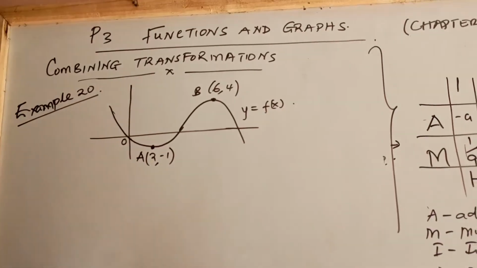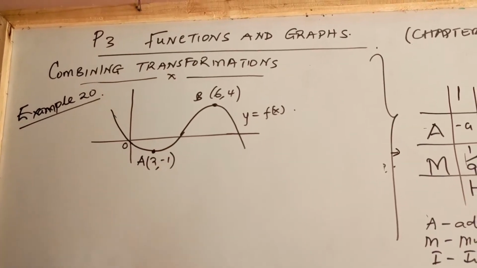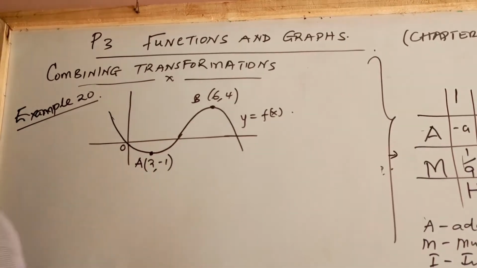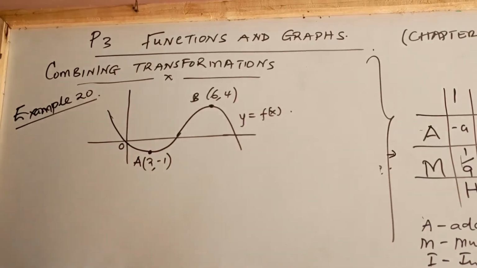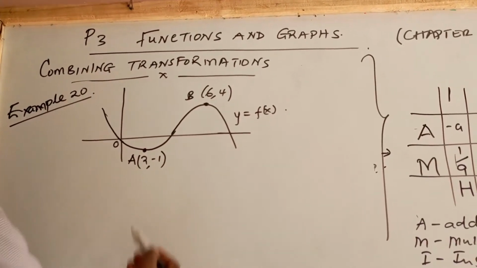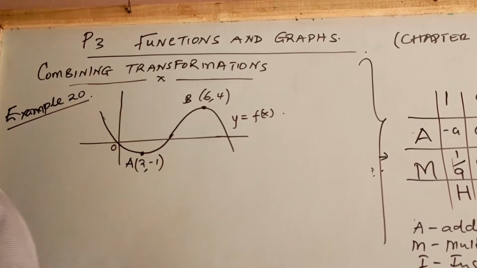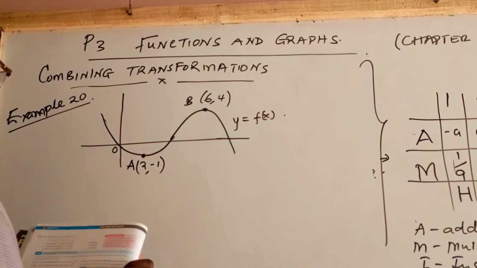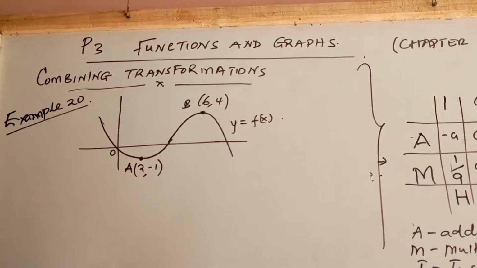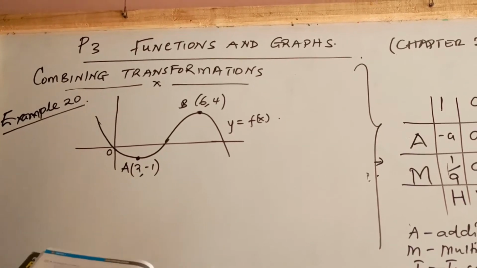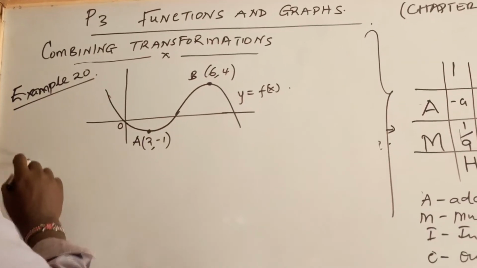In example 20, we are given a curve of the function f(x). Within the curve, we have specific points, like point A (2, -1) and point B (6, 4). Those points are very critical in transforming our curve.